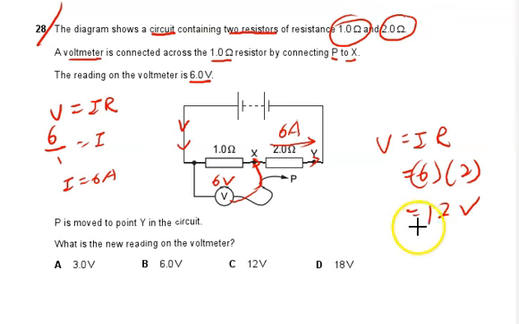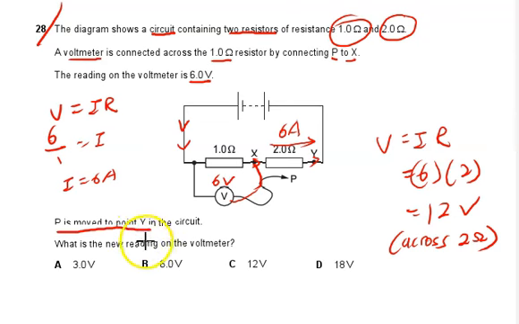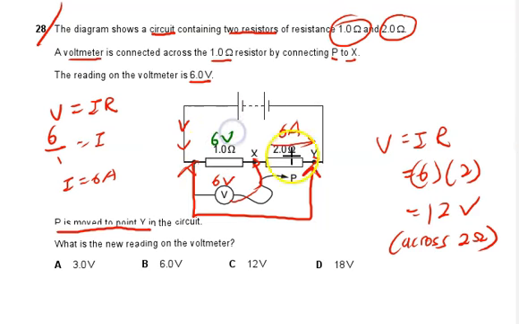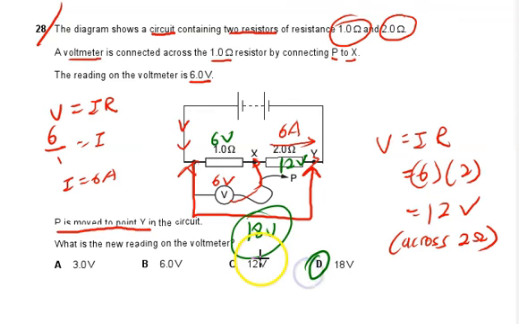This 12 is across the 2 ohm. When they're asking for the total P to Y, it means the entire thing. So from here to here, here is about 6 volts and here is about 12 volts. So the total here is about 18 volts. The answer is D here. It's not C, it's D.